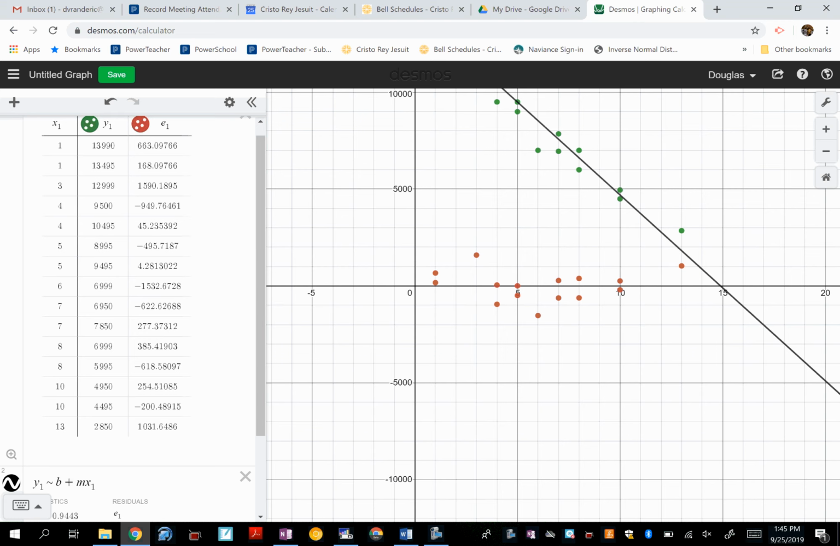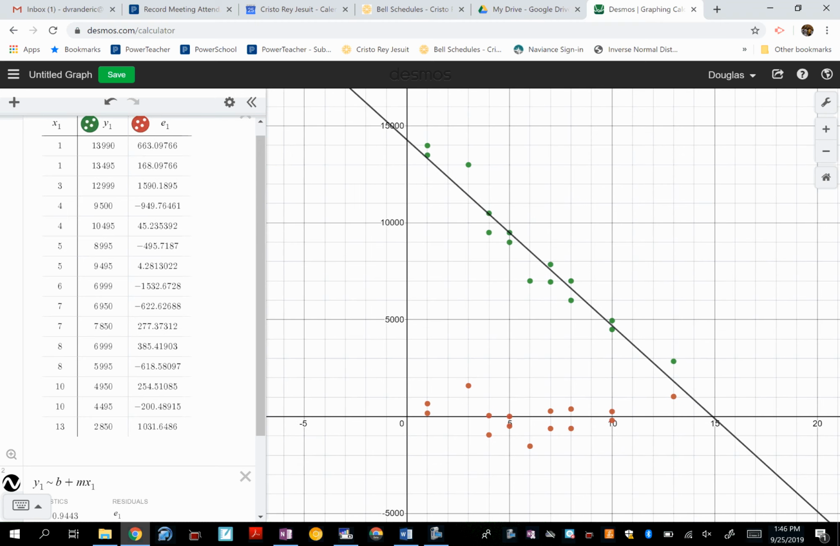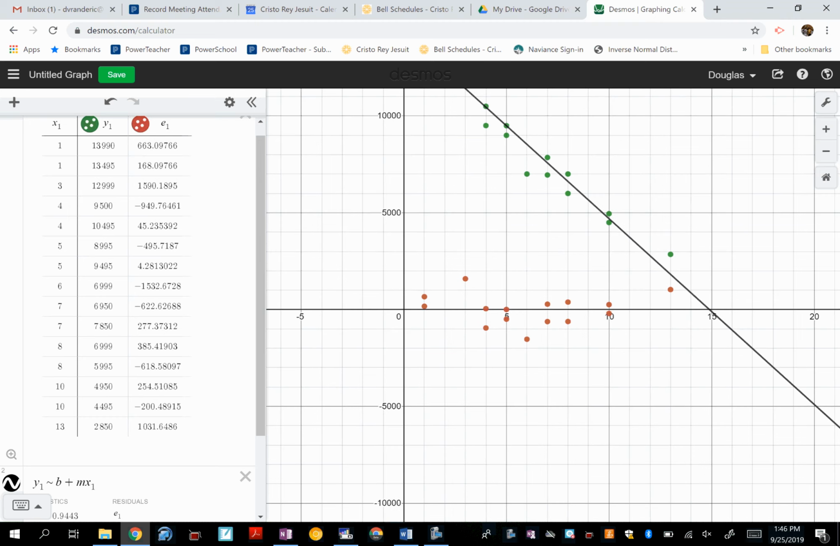That's almost $1,600. It's a positive residual because when you look at the real value compared to the model, the model's predicting to be much less. So the difference between this green dot and the line is 1,590. And they plotted it right there. Now, that's all well and good.